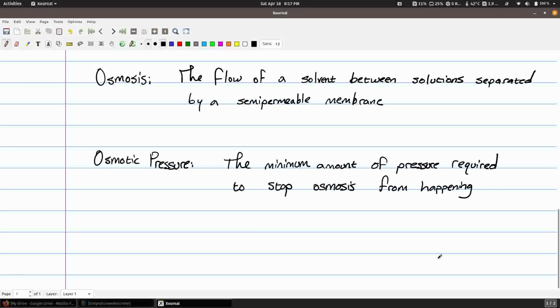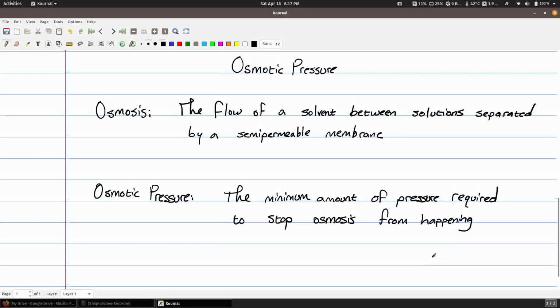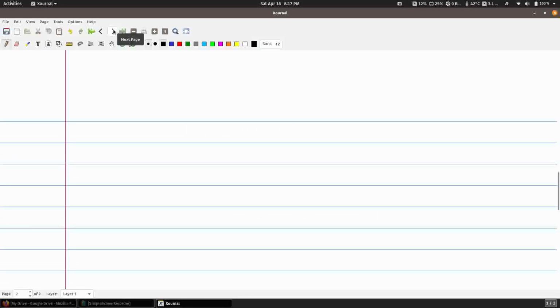Okay, so if you need to copy these definitions, pause the video and copy it. I'm going to move on. Okay, so the formula for osmotic pressure. Well, actually, let me draw you a picture first. That might help.